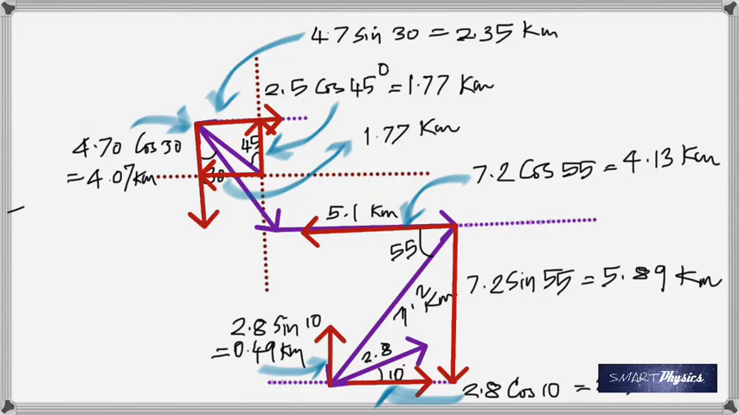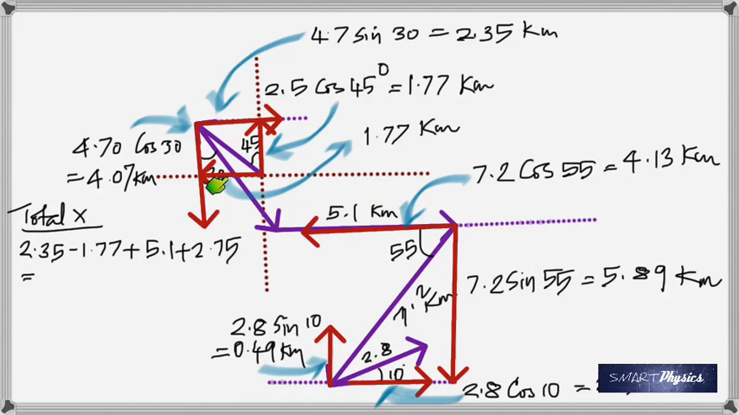So once you have all the x and the y, let's take the total x. Take the x components, only the x. 2.35 is positive. 1.77 is negative. You see that? 5.1 is positive. And 2.75 is... Where's the 2.75? Okay, down here. And I missed the next component. I'll correct that later. Do the same with the y.